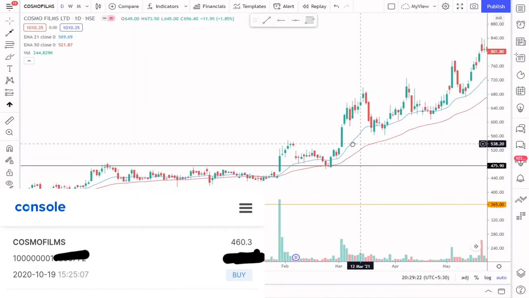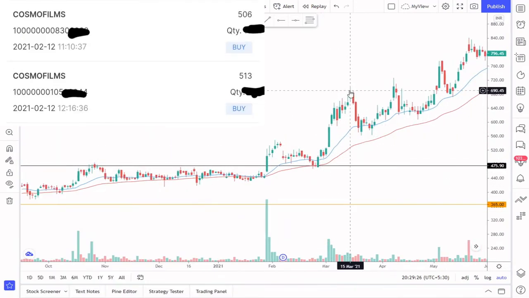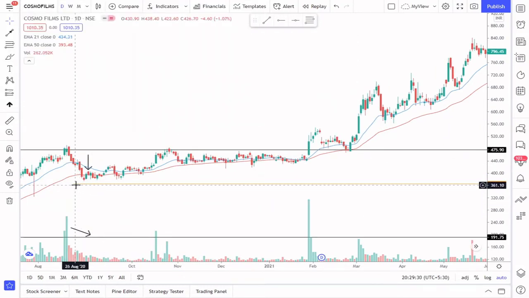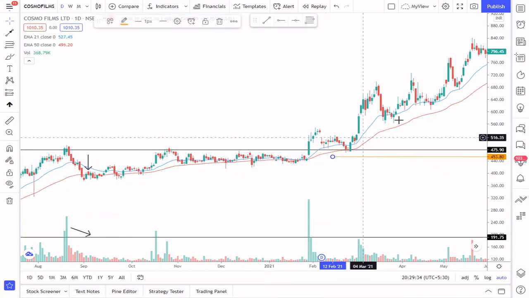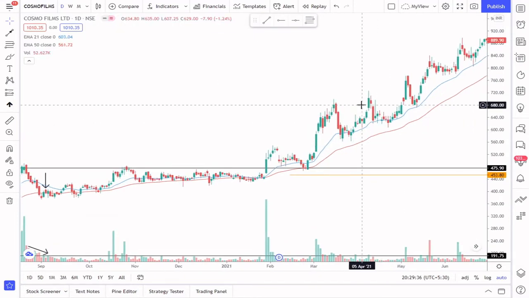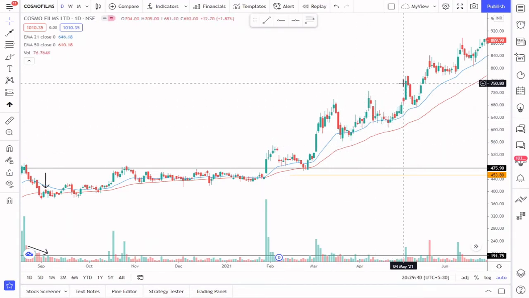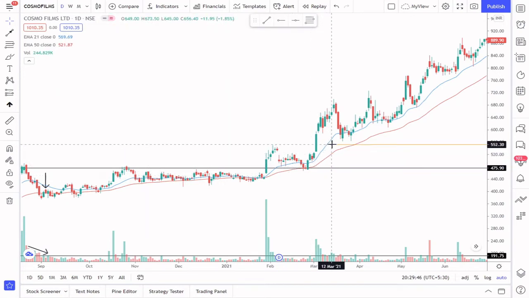Then see, from February it rallied, higher high, then higher low. Then my stop loss, which was right here, after breakout it shifted right here. Then again we can see it formed a higher high again and a higher low. Then a breakout happened right here with huge volumes again, and the stop loss for it was shifted to this.